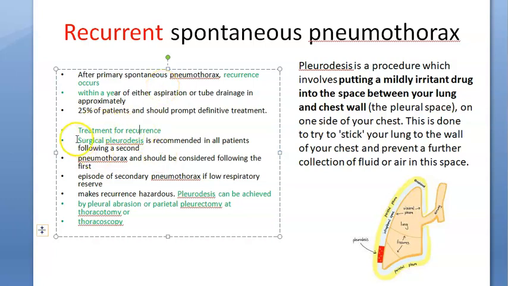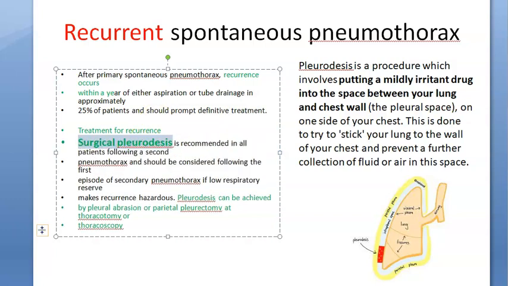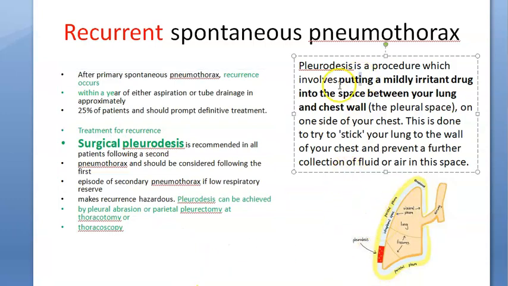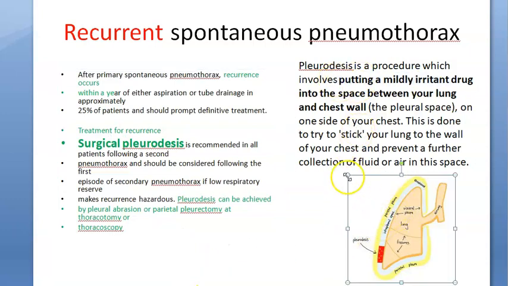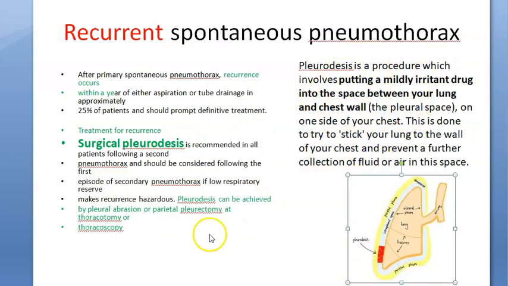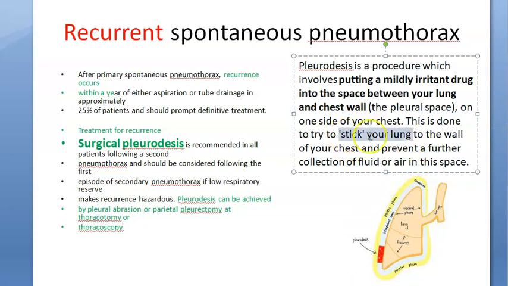So how will you treat this? There is something called surgical pleurodesis. This is all you have to write in the exam. Surgical pleurodesis means what, you know? This is a very strange thing. Pleurodesis involves putting something in the pleural space, like gum. That is pleurodesis. You are trying to stick your lung to the wall of your chest and prevent further collection of fluid or air in the space.